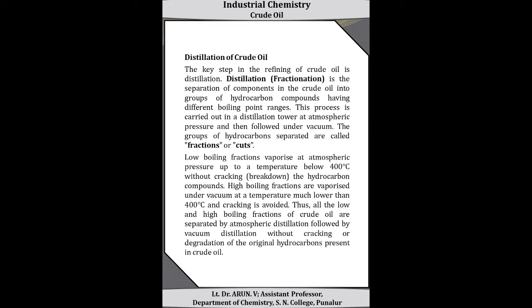Low boiling fractions vaporize at atmospheric pressure up to a temperature below 400 degrees centigrade without the cracking or breakdown of the hydrocarbon compounds. High boiling fractions are vaporized under vacuum at a temperature much lower than 400 degrees centigrade and cracking is avoided. Thus, all the low and high boiling fractions of crude oil are separated by atmospheric distillation followed by vacuum distillation without cracking or degradation of the original hydrocarbons present in the crude oil.